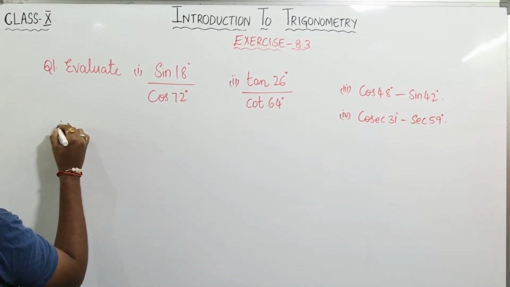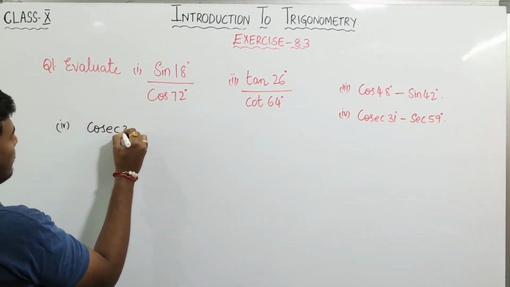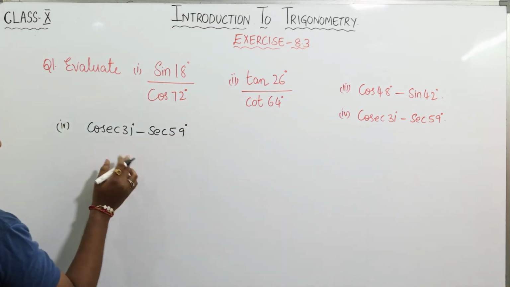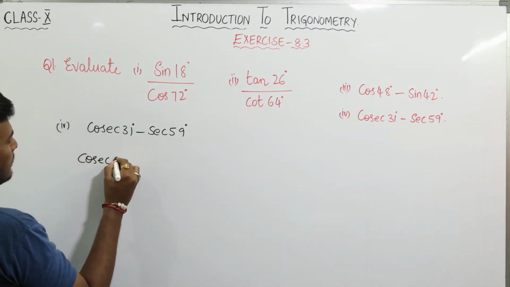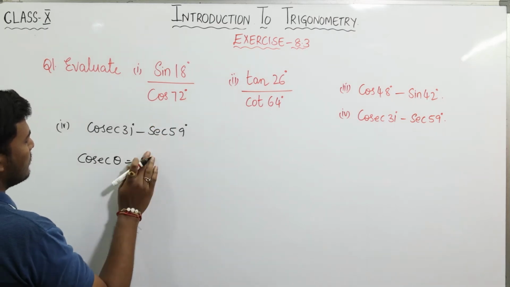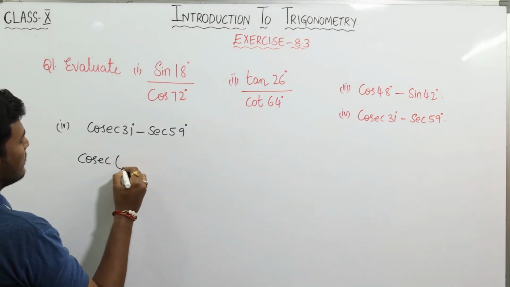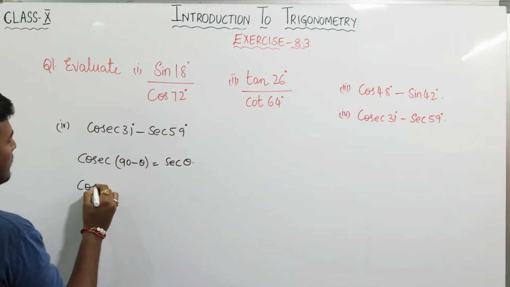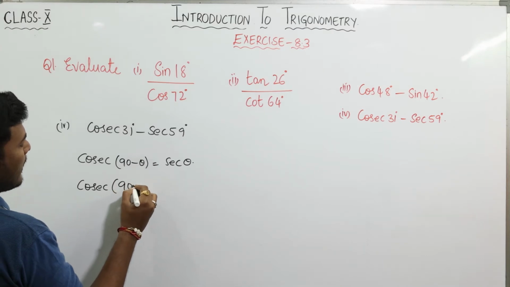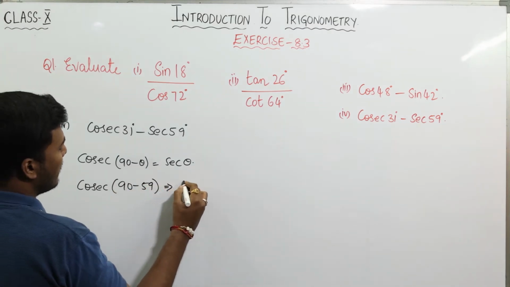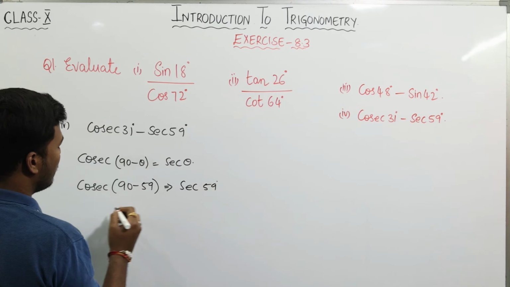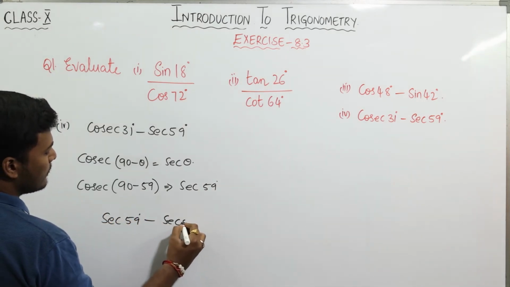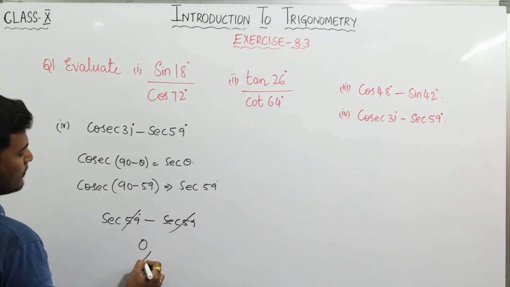Now the fourth problem, that is cosecant 31 degrees minus secant 59 degrees. Select any one. Cosecant theta can be written as cosecant 90 minus theta, which is secant theta. So I am replacing this 31 degrees with 90 minus 59 degrees, which will become secant 59 degrees. So secant 59 degrees minus secant 59 degrees, which will become 0.